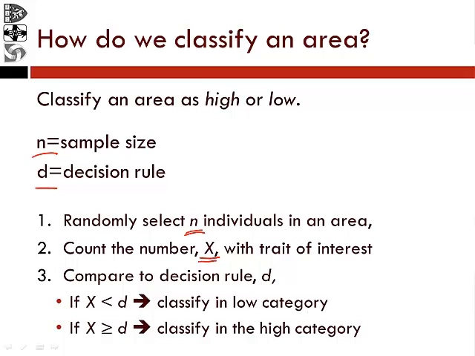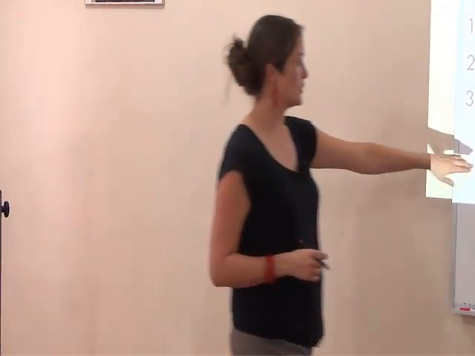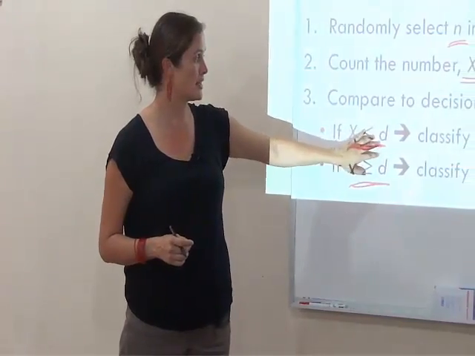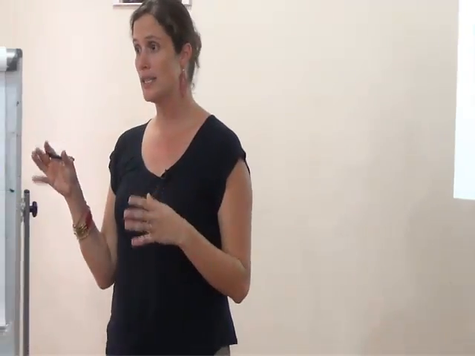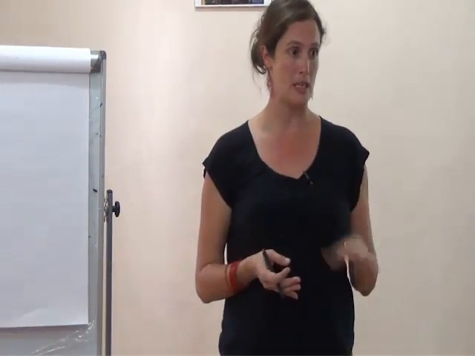If I see that many or less, if I see less than my decision rule, then I classify the area in the low category. And if I see more than that, I classify the area as in the high category. So I have some decision rule, and I count the number in my sample with a trait of interest. If I have fewer than the decision rule, I classify in the low area. And if I have that many or more, then I classify in the high area.